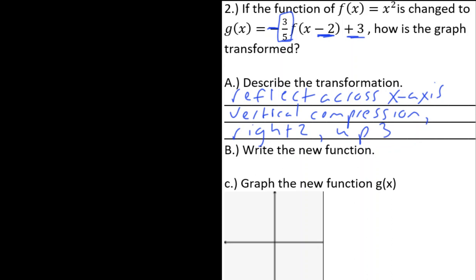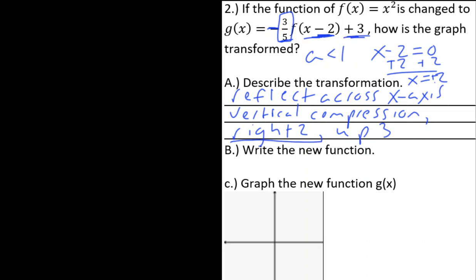Now, if you're still confused by that, here are the things that I would do. I would say, okay, my a value is 3 over 5. I would write that it's less than 1 because 3/5 is smaller than 1. You would rather have $1 rather than 3/5 of a dollar. Okay? And right here for this x minus 2, you can do x minus 2 equals 0. We know to solve for x, we do plus 2, and we get x is equal to positive 2, which sends us to the right 2. And of course the plus 3 up 3.